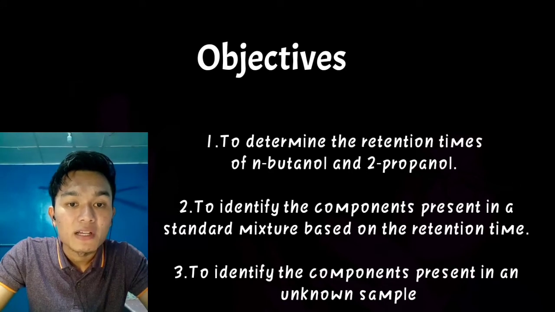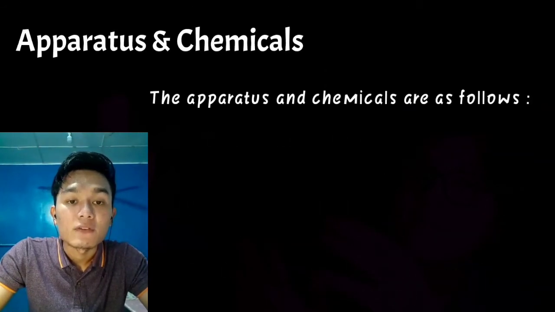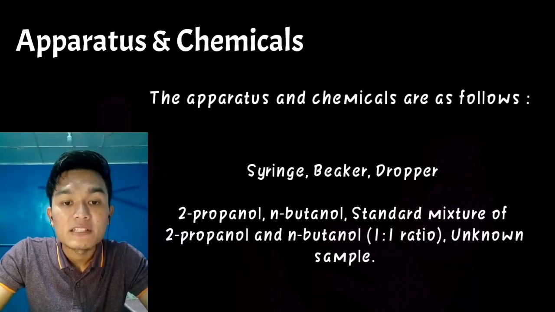Number 2, to identify the components present in a standard mixture based on the retention time. And number 3, to identify the component present in an unknown sample. The apparatus and chemicals are as follows. Apparatus: syringe, beaker, and dropper. Chemicals: 2-propanol and N-butanol.